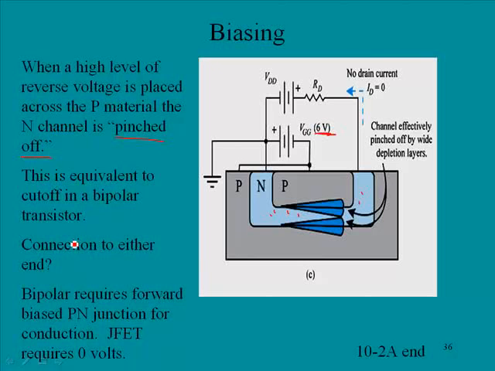And of note, the N channel has no specific kind of doping that differentiates between the drain and the source. In a bipolar transistor, there was a differing doping on the emitter and the collector, but in this case there is no difference. And so in most FETs, the drain and the source are interchangeable. Bipolar requires a forward-biased PN junction for conduction. JFET requires 0 volts, and we had mentioned that before.